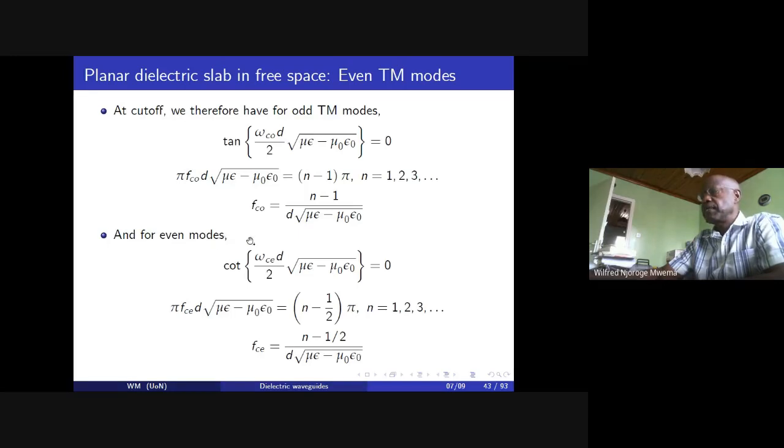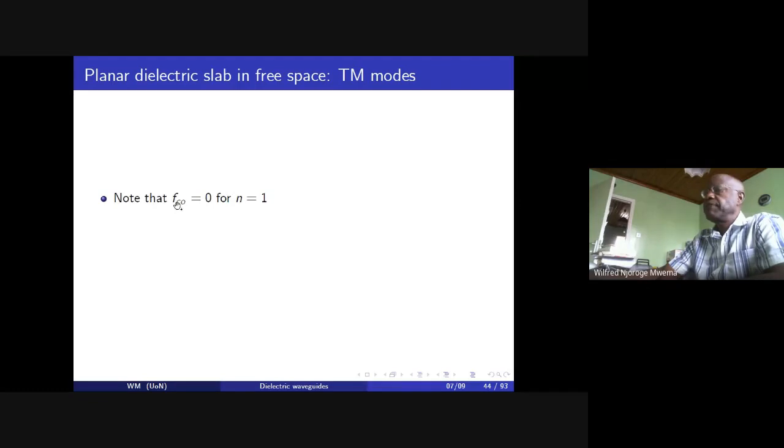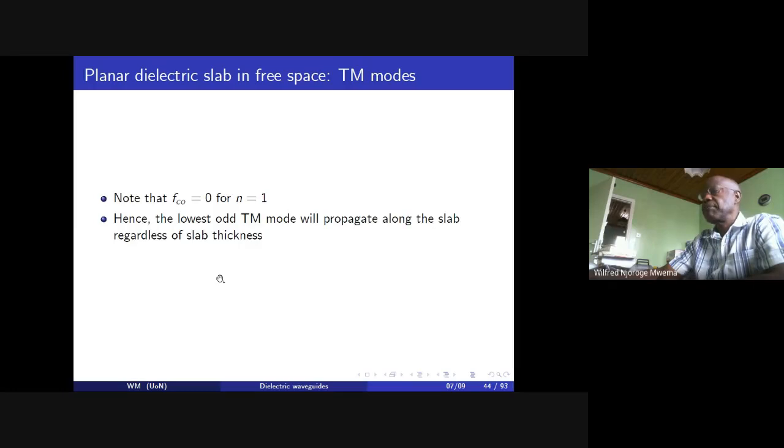And for even modes, the cotangent is the one which we are going to set equal to 0 because we want alpha to be equal to 0. And therefore, we can see that the cutoff frequency for the even modes is going to be given by n minus a half divided by d root mu epsilon minus mu naught epsilon naught. And we note that fc odd is equal to 0 for n equal to 1. And therefore, it means that for the dielectric medium, the lowest odd TM mode will propagate along the slab regardless of the slab thickness.